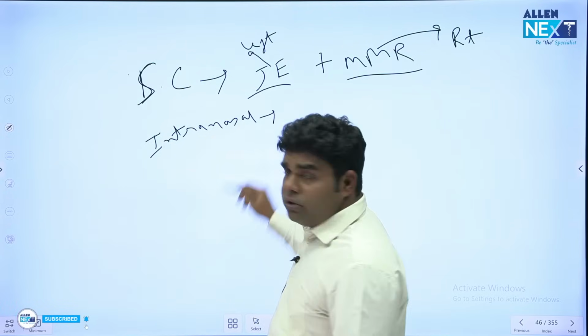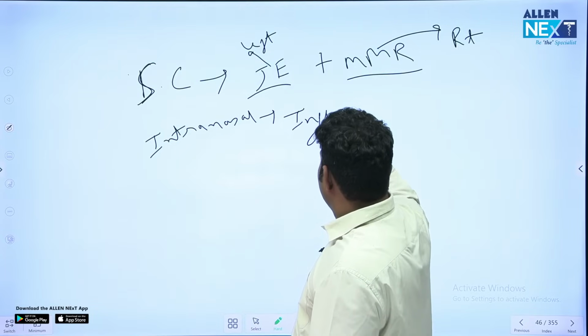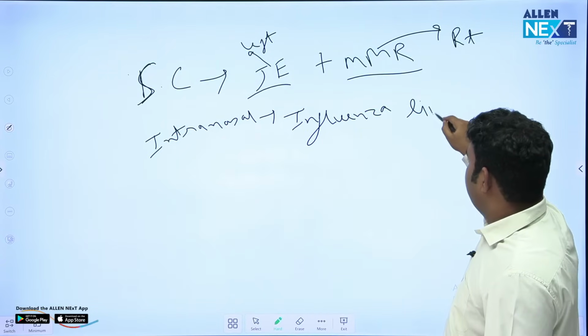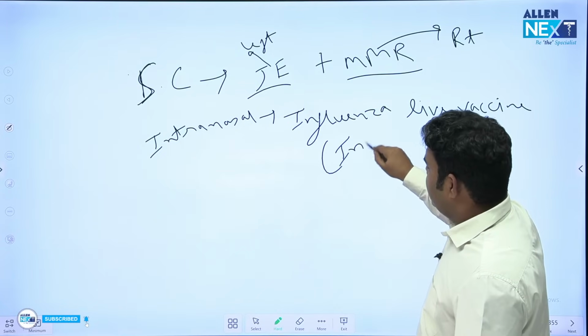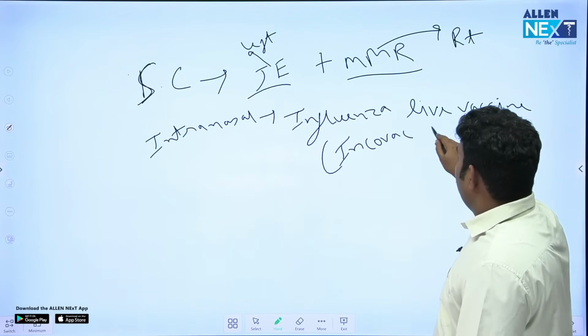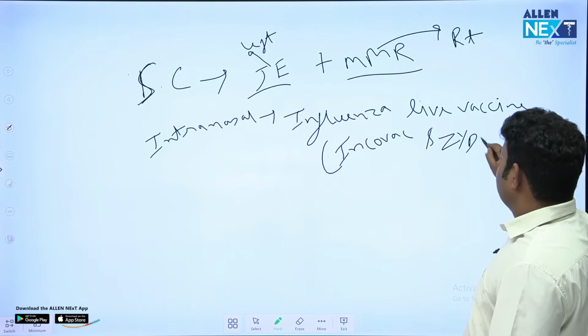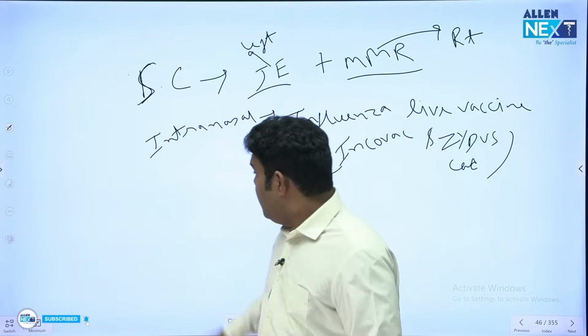Intranasal drop is only one vaccine given intranasal, that is influenza. Influenza live vaccine is given intranasal. Along with that, Government of India has recently, in place of Covaxin, used Incovac, and then there is the Zydus Cadila DNA vaccine. All these COVID vaccines can also be given by nasal drop.